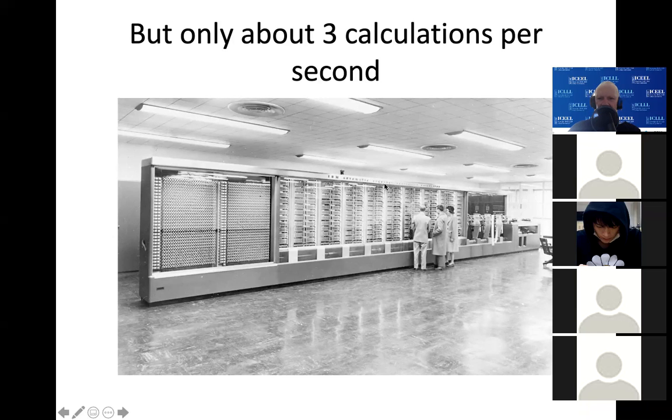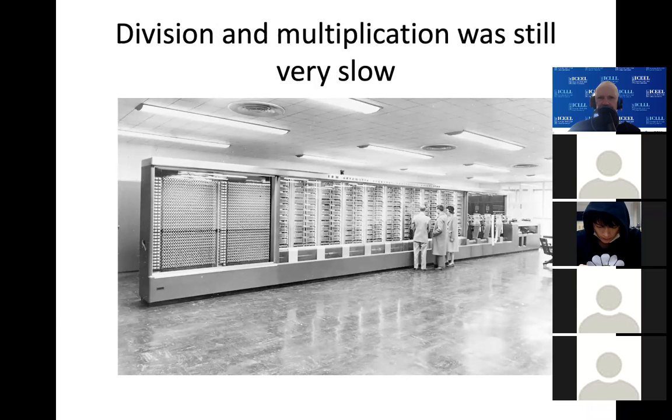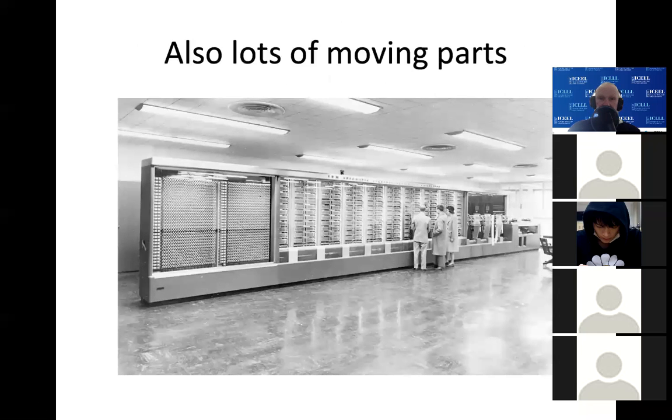Look at the size of that, and all the electricity they must be using, and they're still only doing about three calculations a second. That's really terrible. And then division and multiplication was really, really slow. You'd have to wait around for these calculations. So if you think about the size of that, you think of how computers have changed. Now they're pretty amazing.